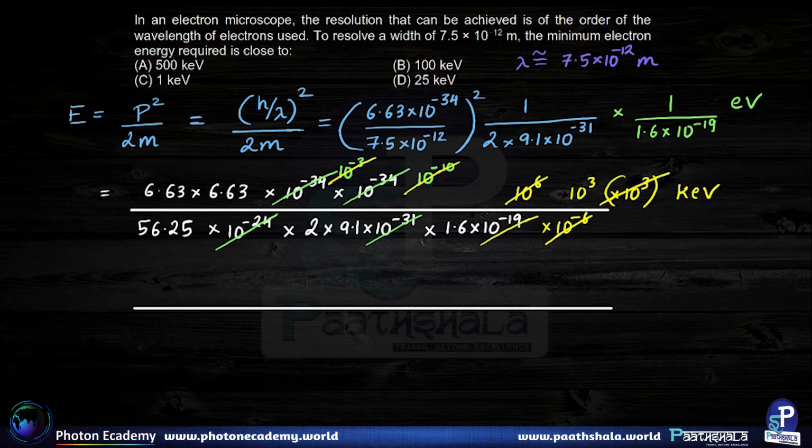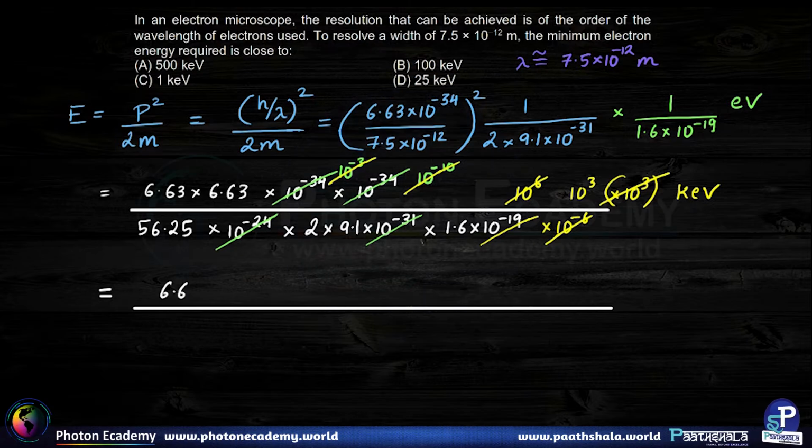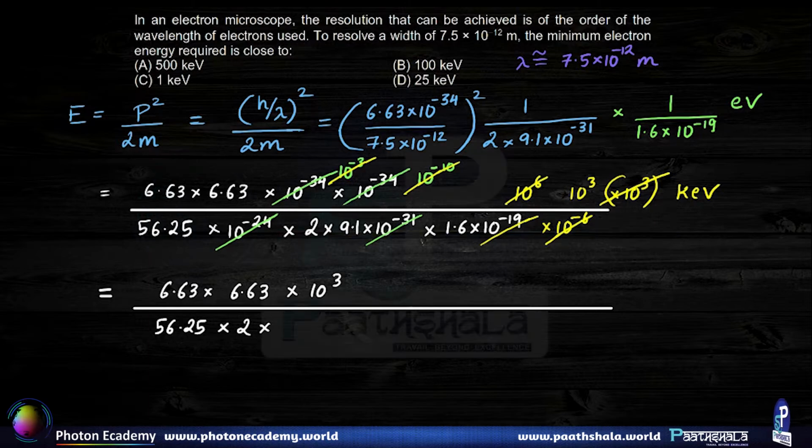Alright, so we have the calculation as 6.63 into 10 raised to 3 divided by 56.25 into 2 into 9.1 into 1.6. This is what we are left with.